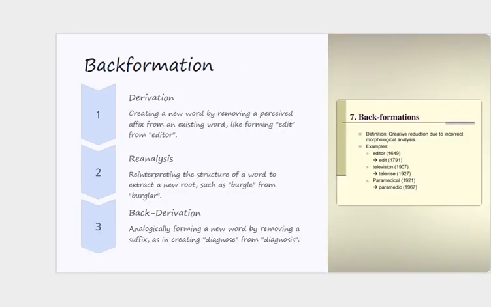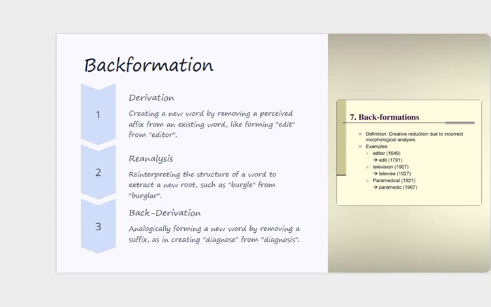Next, we move on to the next process, that is back formation. The process of back formation is an amazing one because it deals with the words which are nouns basically, have been derived, shortened to make the verbs.